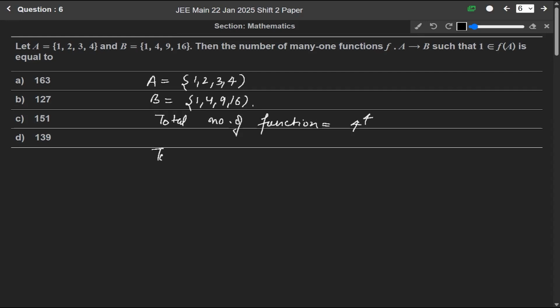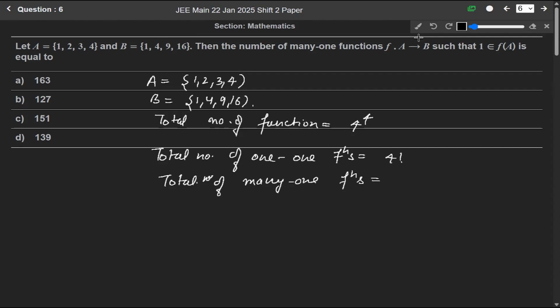Okay. So total number of one-one functions will be equal to 4 factorial, and total number of many one functions will be equal to 4 raised to the power 4 minus this 4 factorial. So it will be equal to 232.